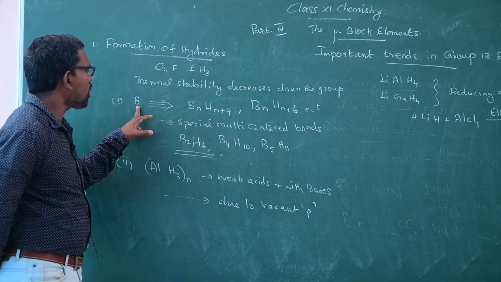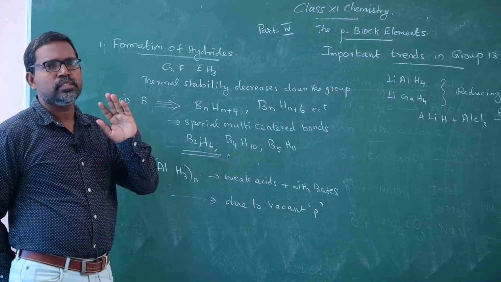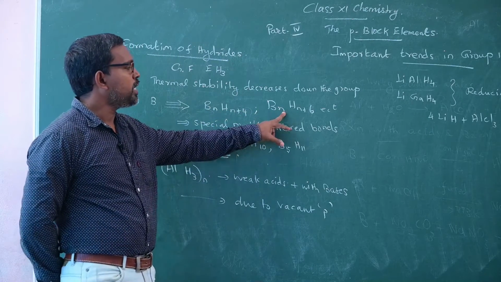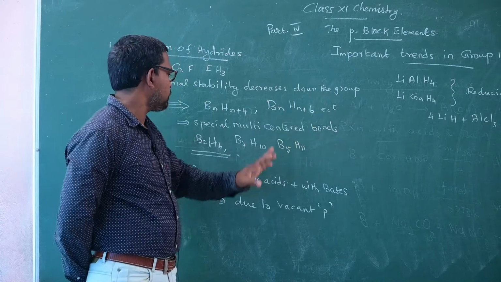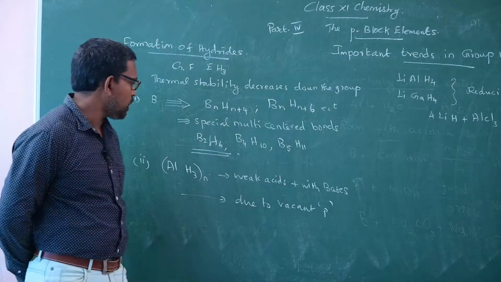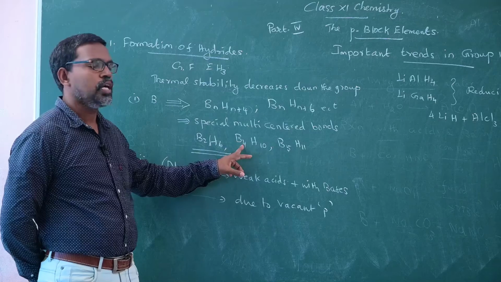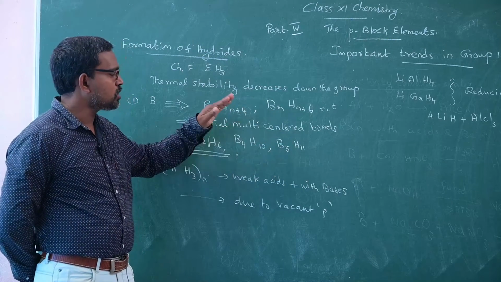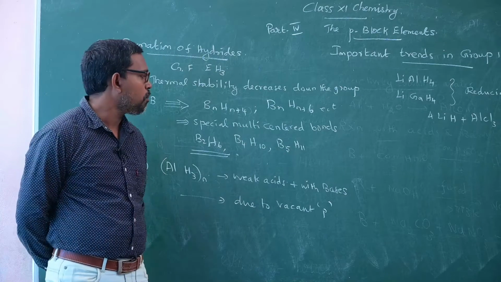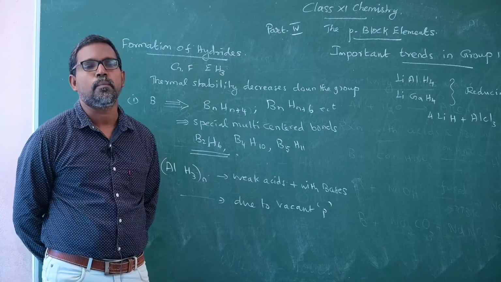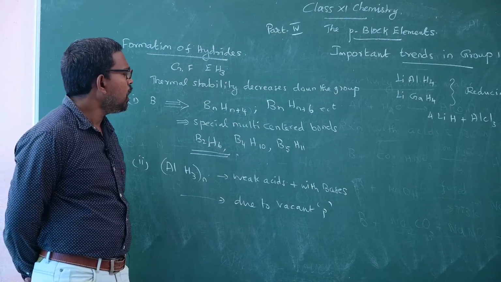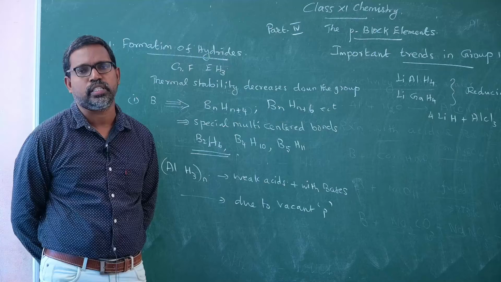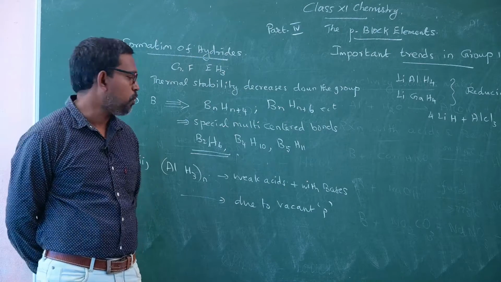Boron forms hydrides with general formula BnHn+4 or BnHn+6, etc. These boron compounds, especially B2H6, B4H10, and B5H11, are associated with special multi-centered bonds. Among these boron hydrides, diborane B2H6 is a very important compound.